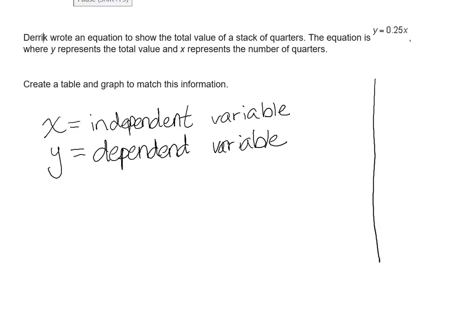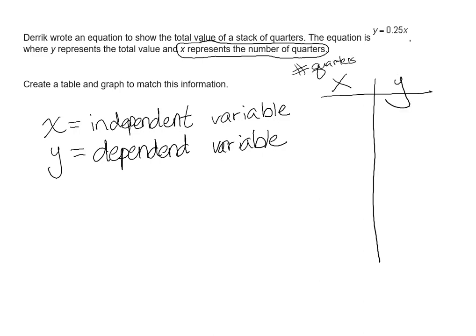So we can use that information to make a table of values. X represents the number of quarters because they give us that information here: the number of quarters in the stack. And Y represents the value of those quarters. So if we have 0 quarters in the stack, then we have $0.